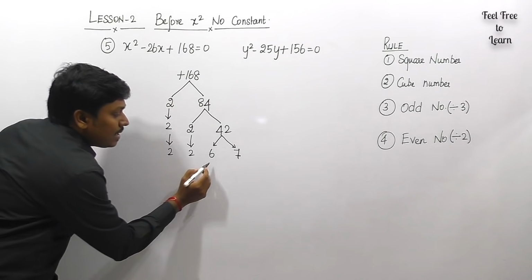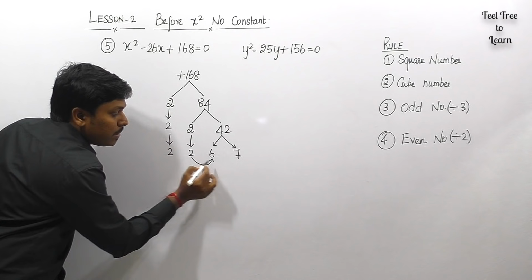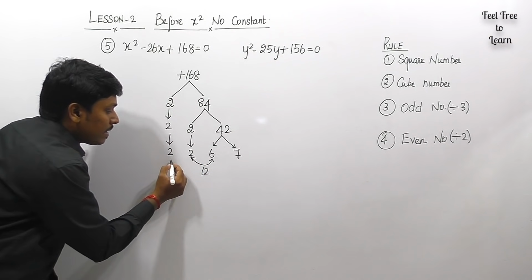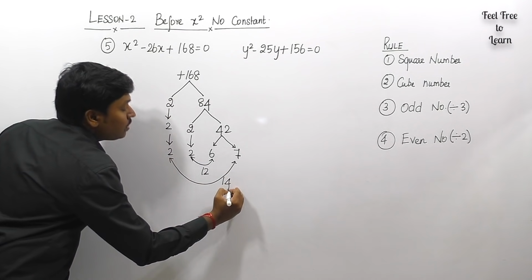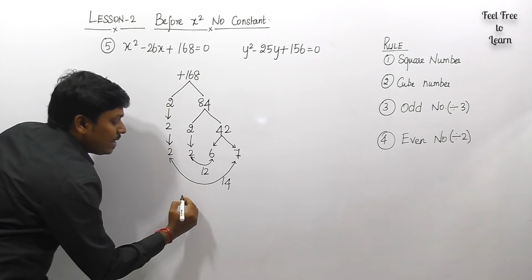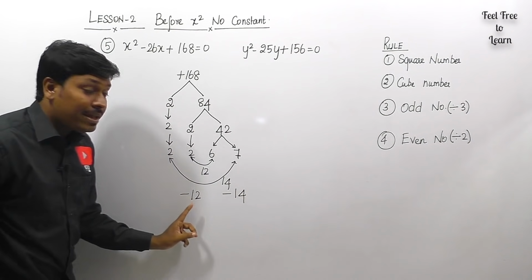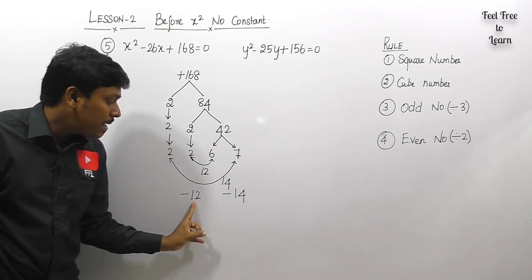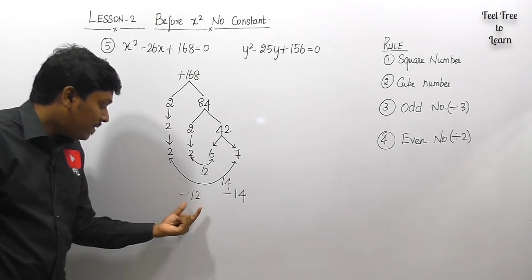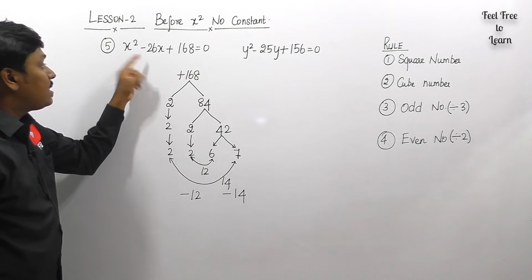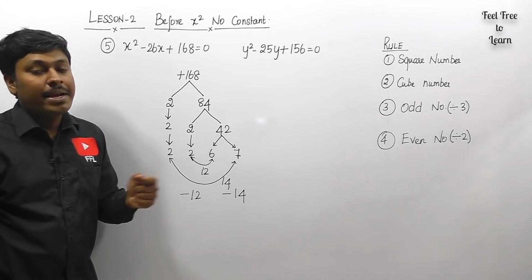So this can be written as 6 into 2 will be 12. Listen carefully, I am just going to multiply the numbers. 6 into 2 will be 12. 7 into 2 will be 14. But our target is to bring minus 26, so finally minus 12 and minus 14. When we multiply minus 12 and minus 14, the resultant will be plus 168. When we add both the numbers, the resultant will be minus 26. So finally we found the factors, that is minus 12 and minus 14.